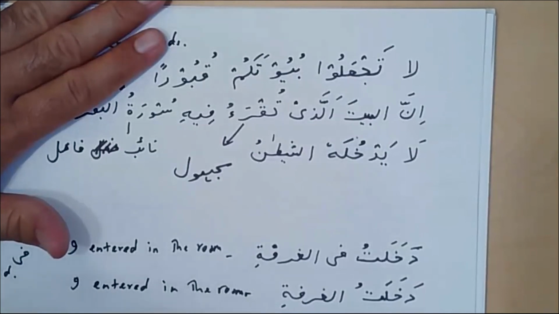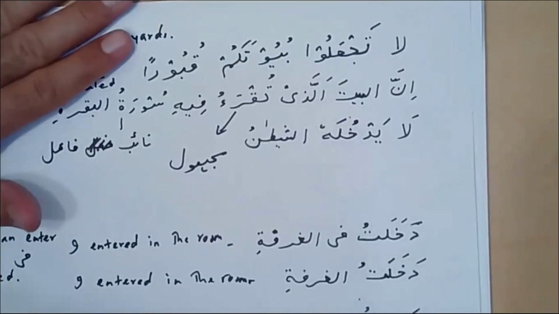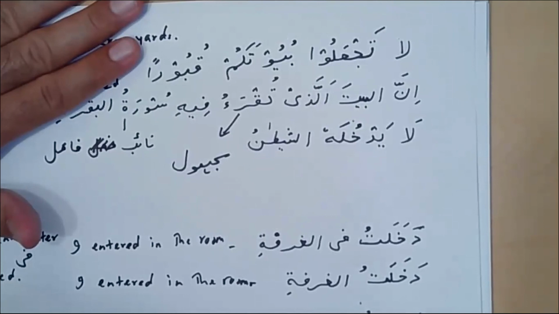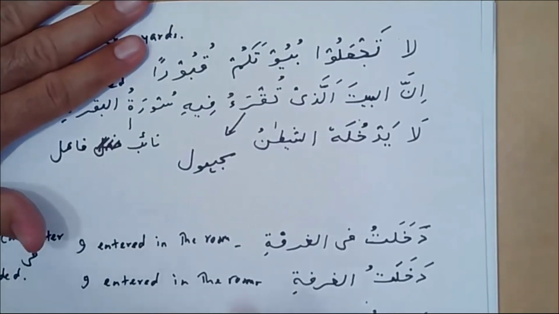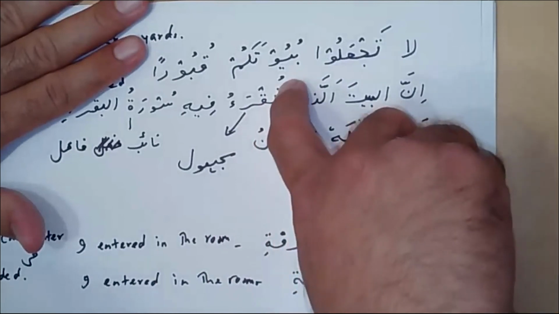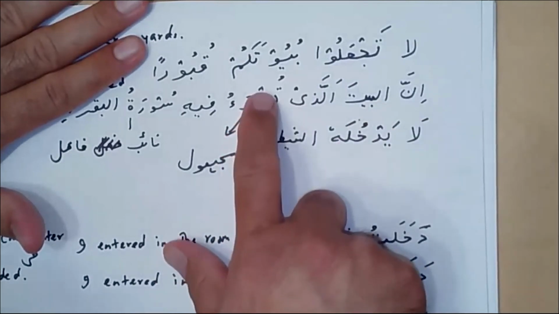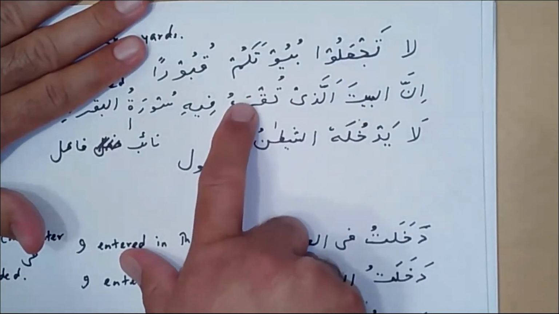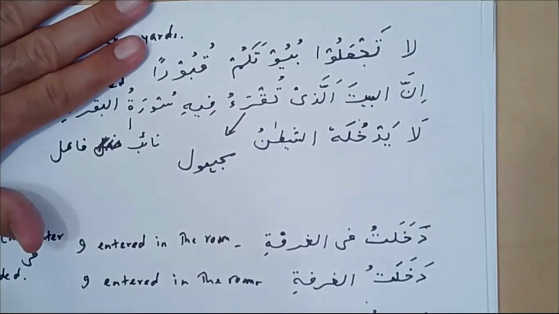MashaAllah. Innal bayta allazi tuqra'u fihi suratul Baqarah. In your house recite Surah Al-Baqarah. Indeed, in the houses where Surah Al-Baqarah is recited, is it active voice or passive voice? Passive voice. Why? Look at that. This is mudare. So the alamat mudare had the dhamma. The sakoon remained the sakoon. It's supposed to be dhamma here, but we change it into fatha, and the last letter stayed dhamma.